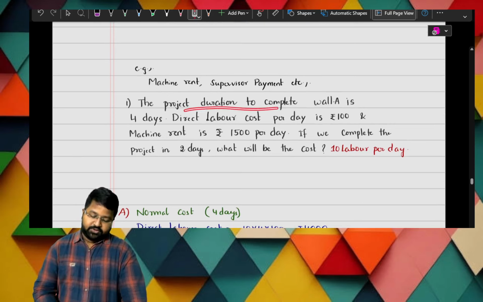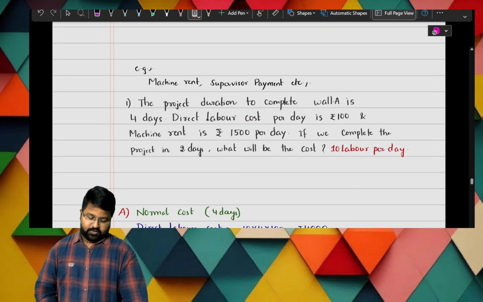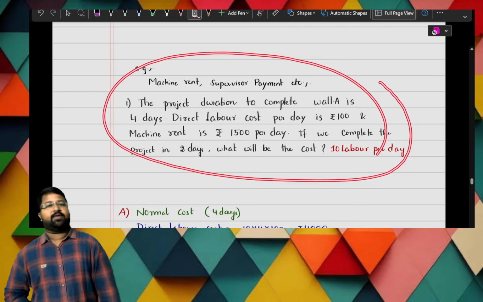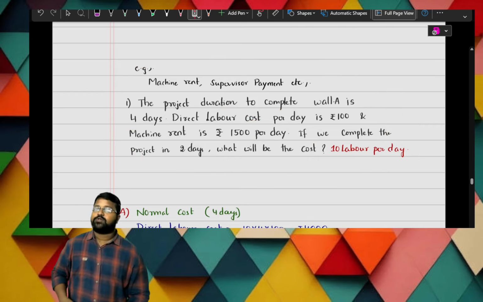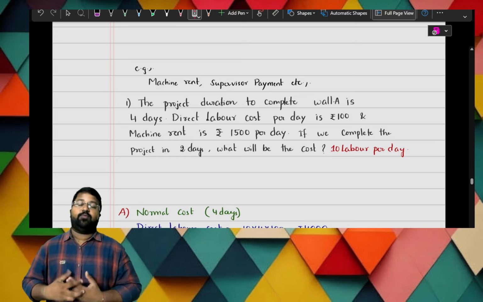The project duration to complete a wall is 4 days. Direct labor cost per day is 100, and machine rent is rupees 300 per day. If we complete the project in 2 days, what will be the cost? Please solve this. Read it once and try to solve what the actual question is and what the answer will be.